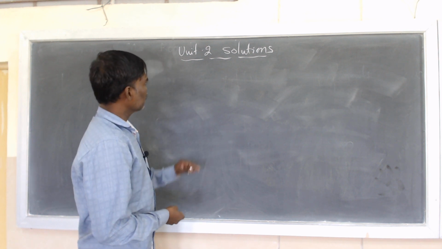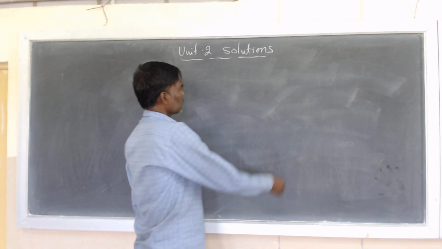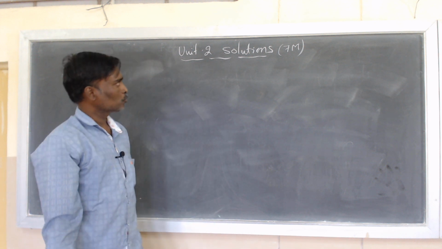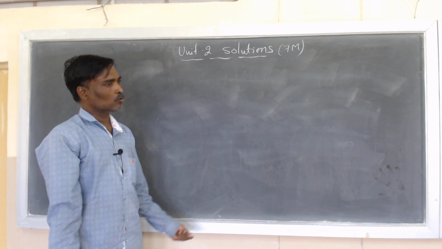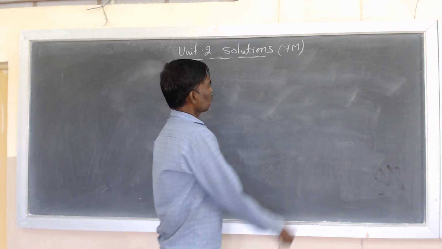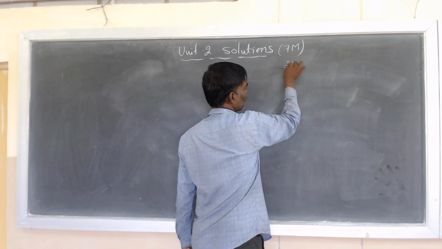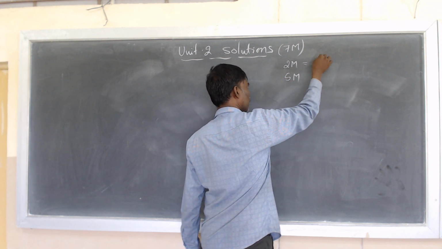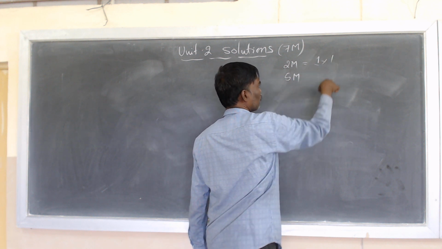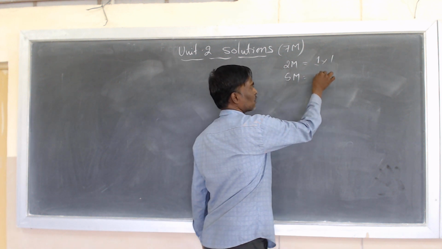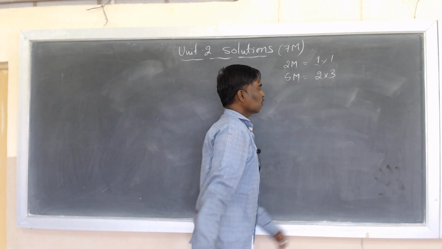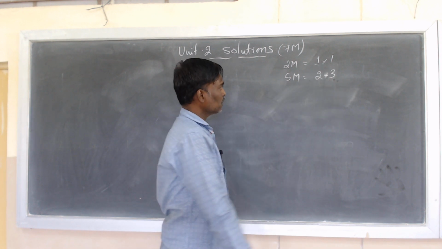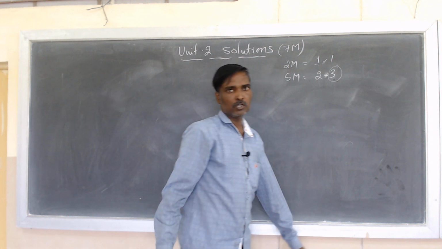As per your examination pattern, 7 marks will be asked from this chapter. The 7 marks are distributed as 2 plus 3 plus 2, or 2 plus 4 plus 1, like that. Here there are 1-mark questions, 2 questions, which is 1 into 2, and 5 marks asked as 2 plus 3. So a 2-mark question and a 3-mark question. The important point is that the 3-mark question is a compulsory numerical problem.